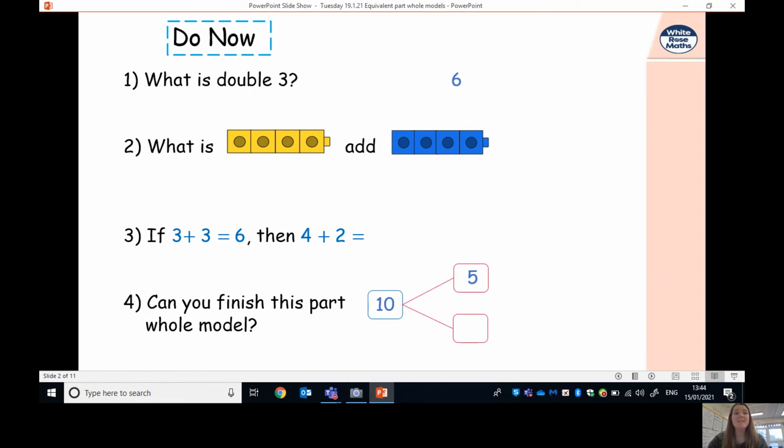Double 3 is 6. Fantastic, we know our doubles. And 4 and 4, that's double 4. What's double 4? 8. Brilliant. And if we know 3 plus 3 is 6, can we work out what 4 plus 2 is? We can. It's one of the equivalent part wholes, which means it makes 6. Fantastic. And 5 and what makes 10? 5 and 5, another one of our number bonds there.